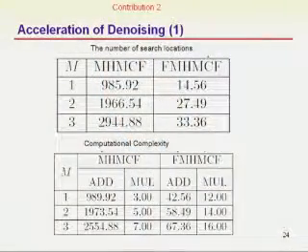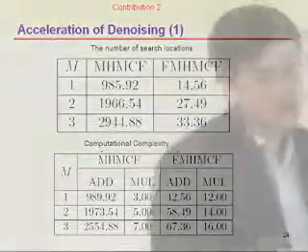Well, we can go a little further down to look at the results. The number of search locations: this is full search, this is our method. This is the speed up we're talking about. This one gives you about 50 to 60 times speed up, and this one gives you close to 100 times speed up.